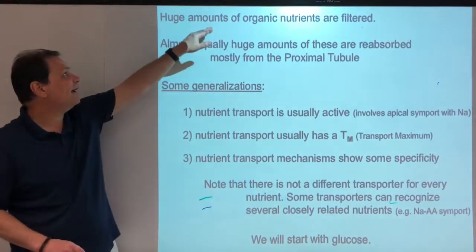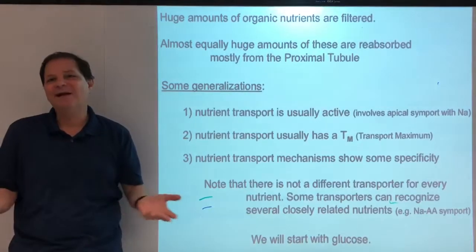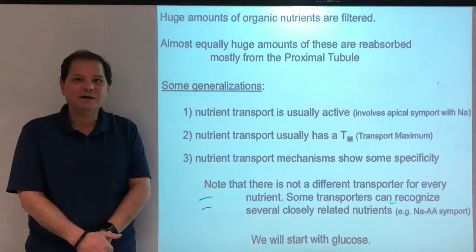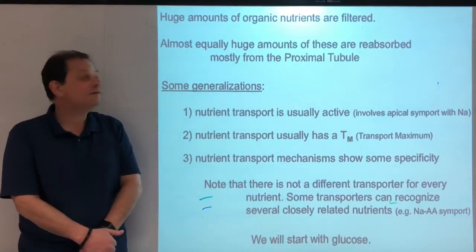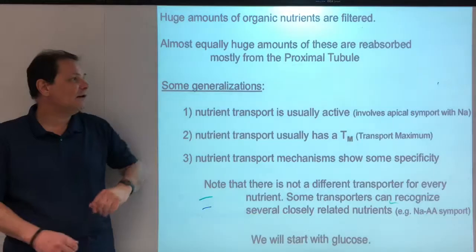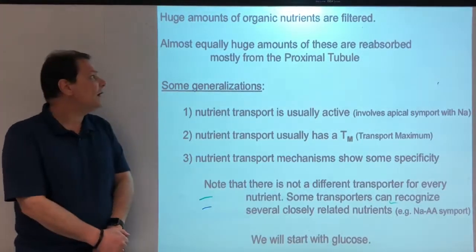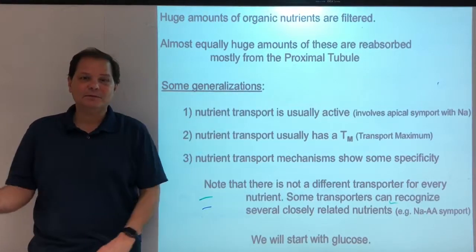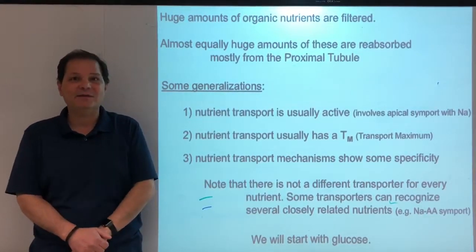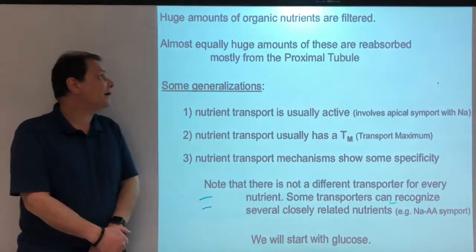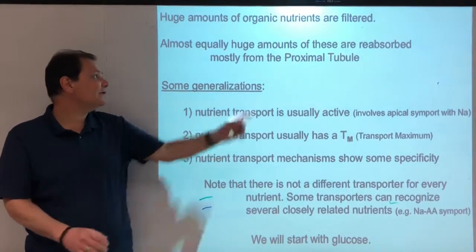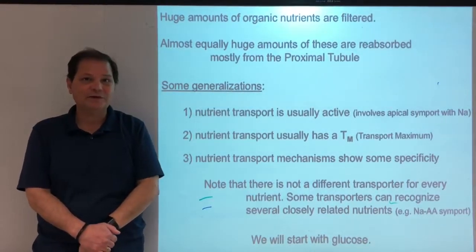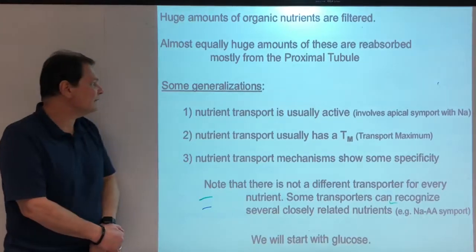You should recognize that huge amounts of organic nutrients like glucose are filtered in the renal corpuscle, into the Bowman's capsule, and that a lot of the time, huge amounts of these are reabsorbed from the tubular lumen back into the body because you want to retain them, like glucose. And that does take energy, and it is mostly in the proximal tubule of the nephron. So it takes place pretty quickly after filtration. Okay?